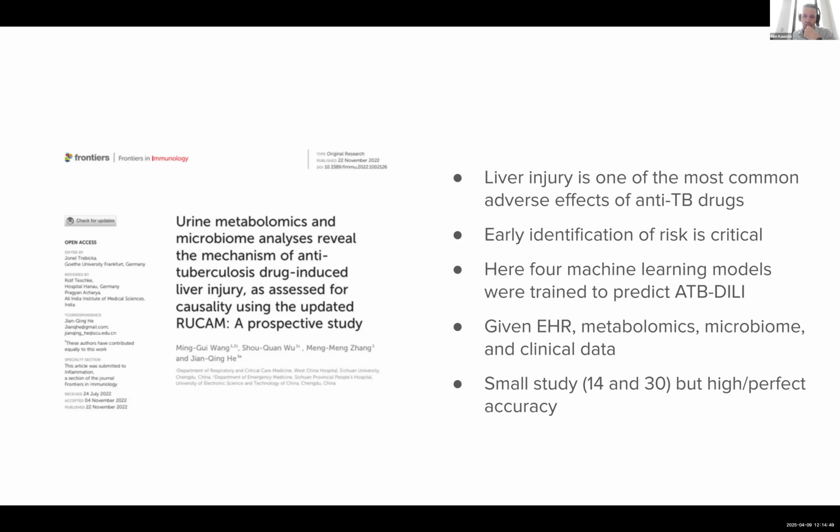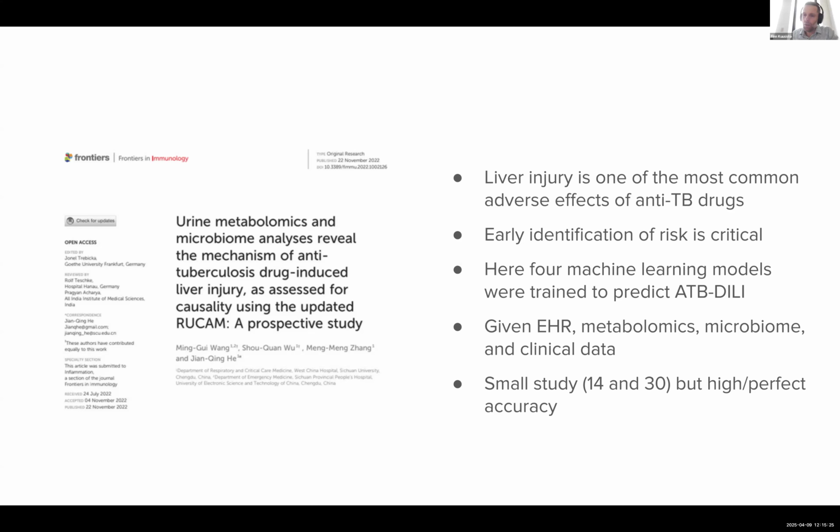So here they took four machine learning models that were trained to predict antituberculosis drug-induced liver injury from electronic health record data, metabolomics, microbiome data, and some clinical data. And it was a small study. They had 14 positive patients who did suffer from drug-induced liver injury, and 30 age-matched patients who did not. But they did have high, nearly perfect accuracy. My machine learning senses are tingling ever so slightly when I saw the results.